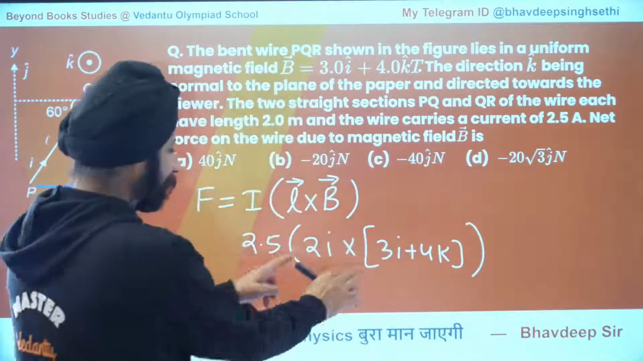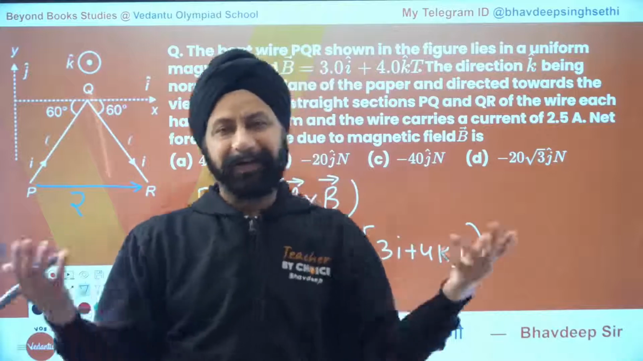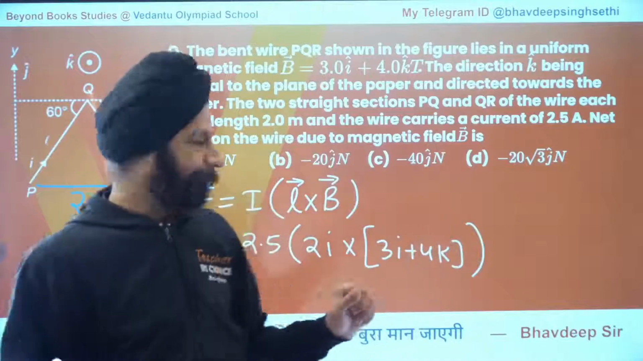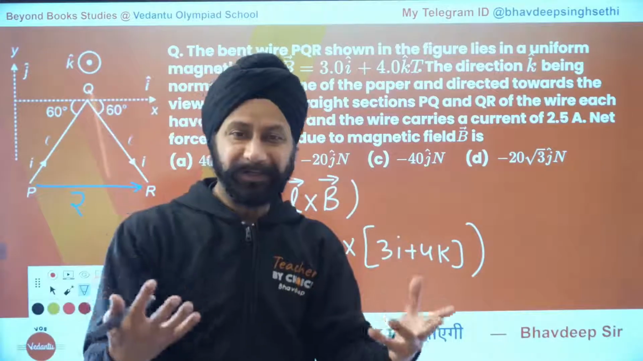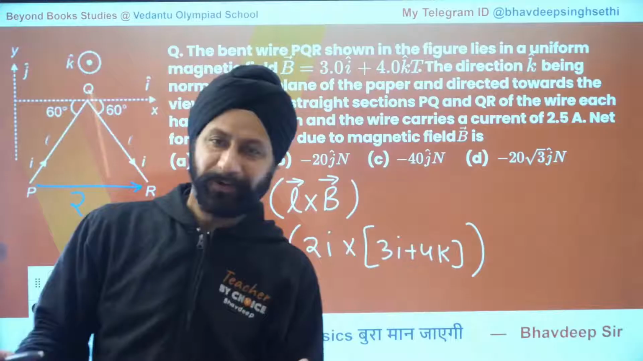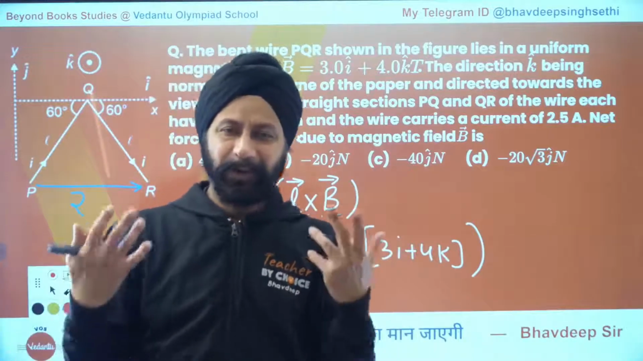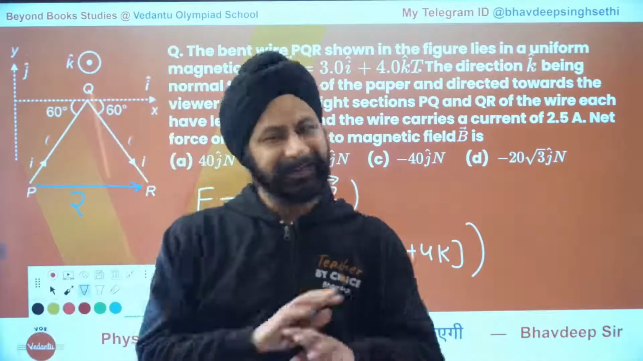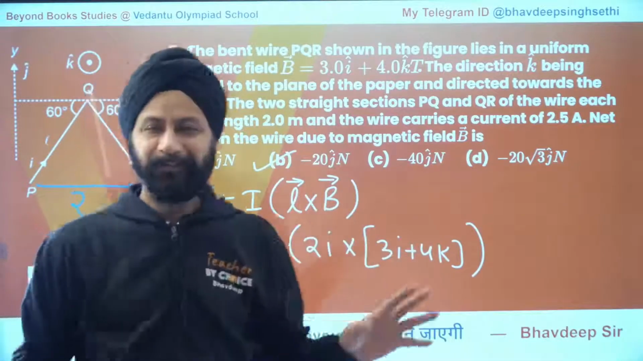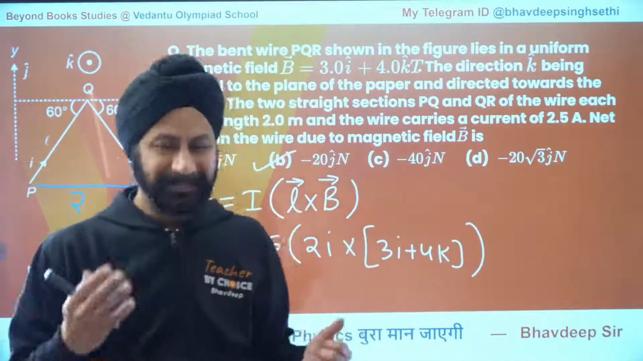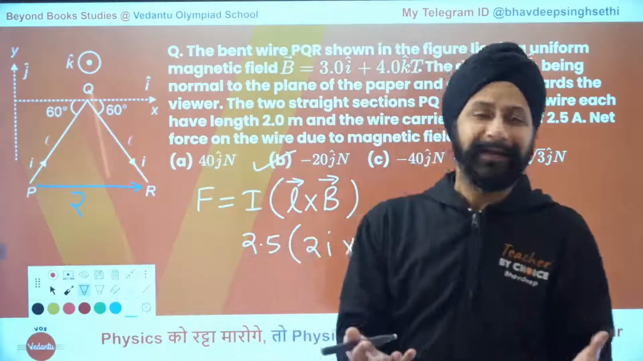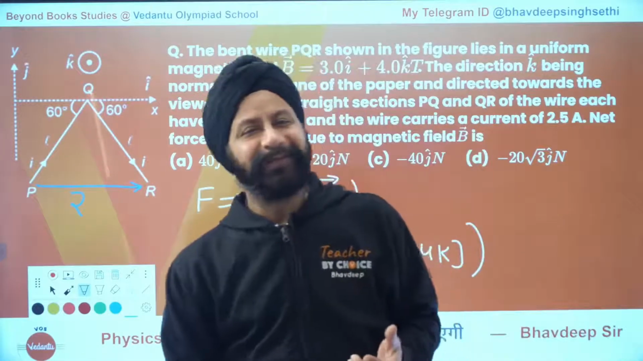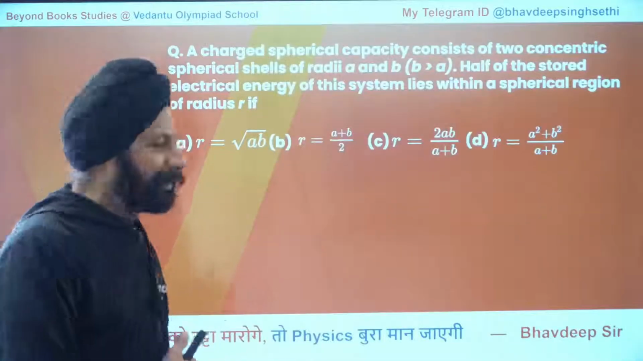Now see how if you multiply this, 2I, 3I, I cross I, 0. But I cross K should be negative J. So this is negative 8J. Negative 8J times 2.5 is negative 20J. So negative 20J newtons is your answer. It's as simple as that. Now these kinds of questions at first look seem challenging and there might be a tendency to skip these questions for a later time. But honestly, they're very, very easy. Okay. So the next question here.